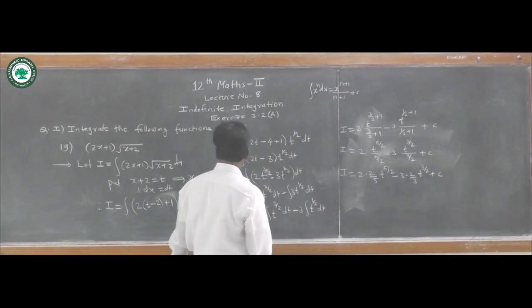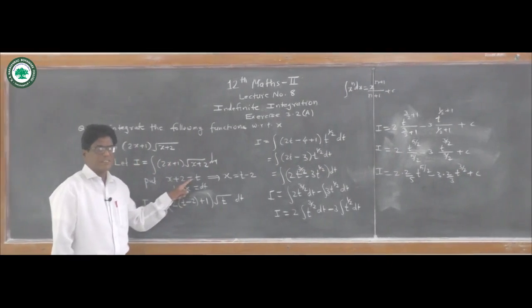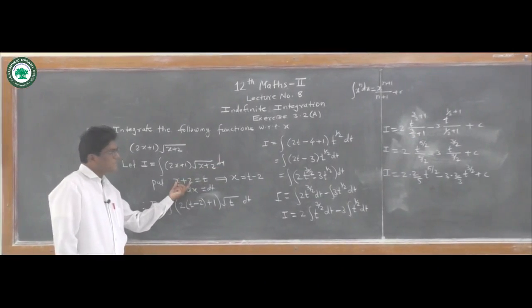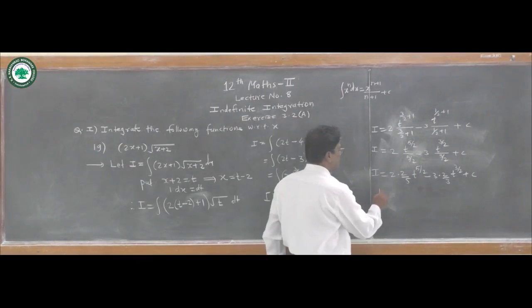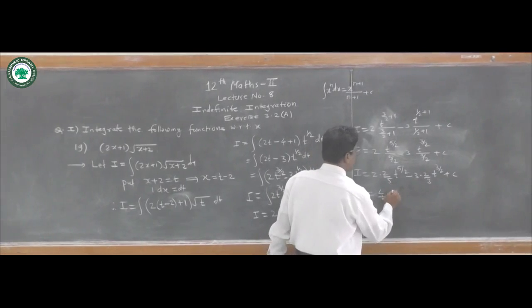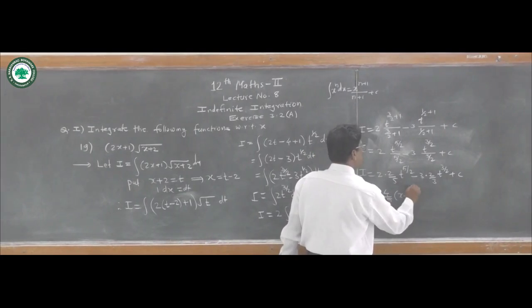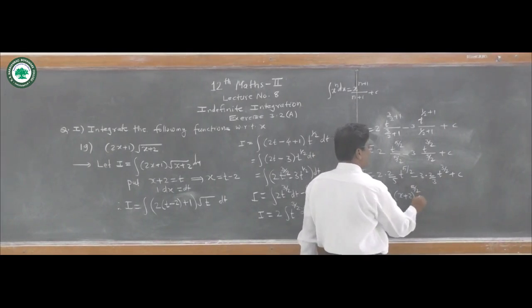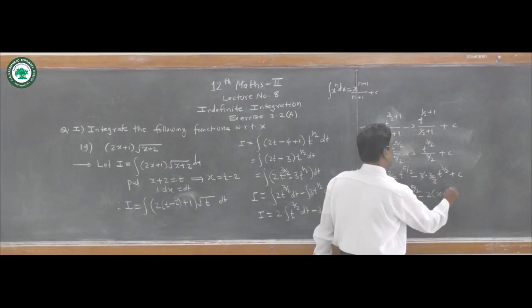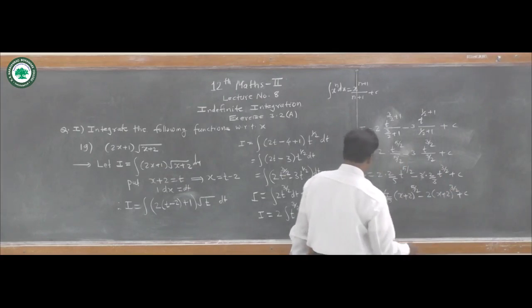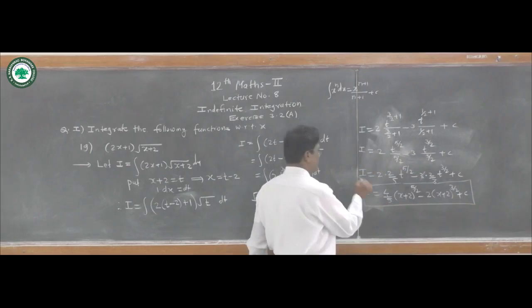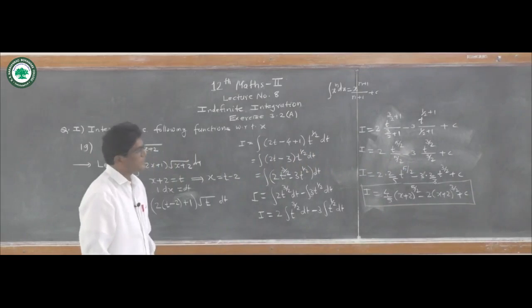And finally now we put the value of t. What is t here? t here is x plus 2. We replace t by x plus 2. So I is equal to 2 twos are 4, so 4 upon 5 into x plus 2 to the power 5 by 2, minus, this 3 and 3 get cancelled, so 2 into x plus 2 to the power 3 by 2, plus constant of integration c, and this is the final solution for this problem. You take the screenshot and then write it in your notebook.